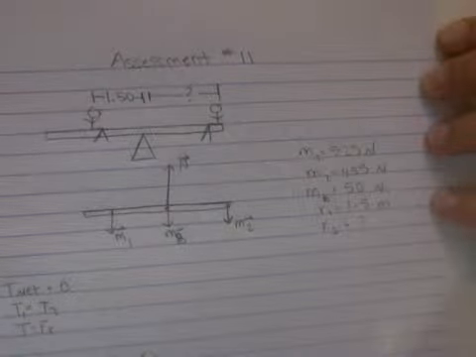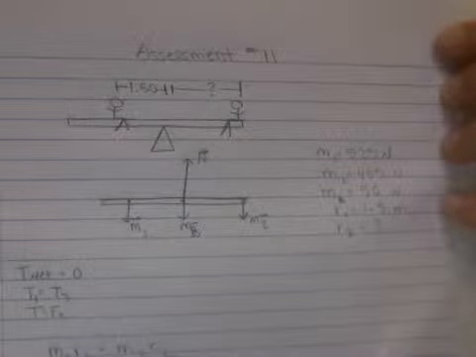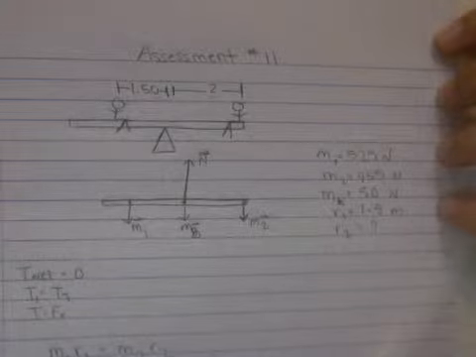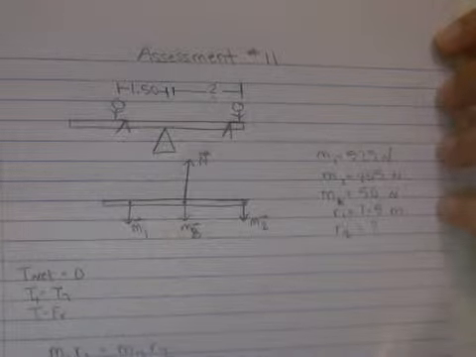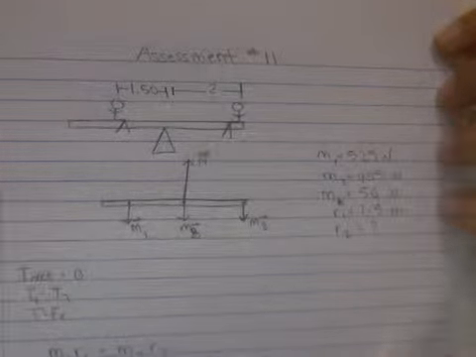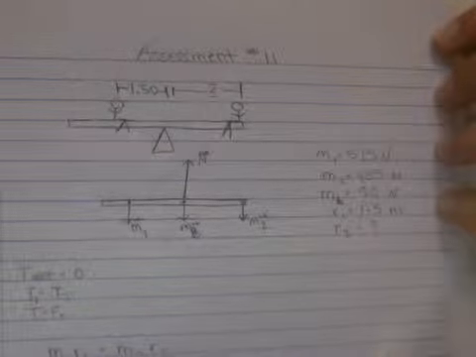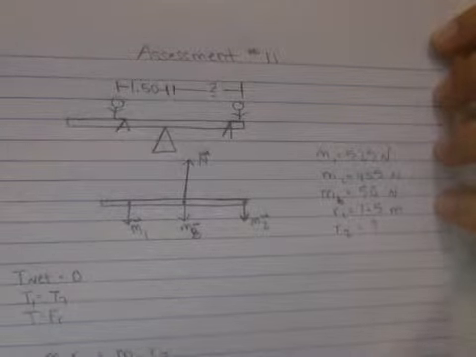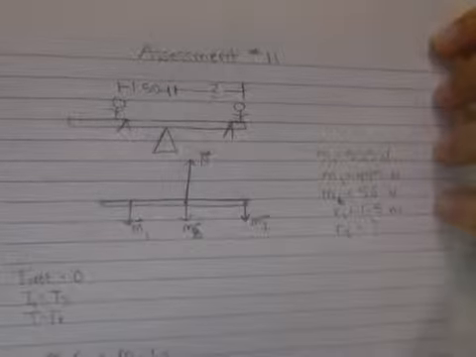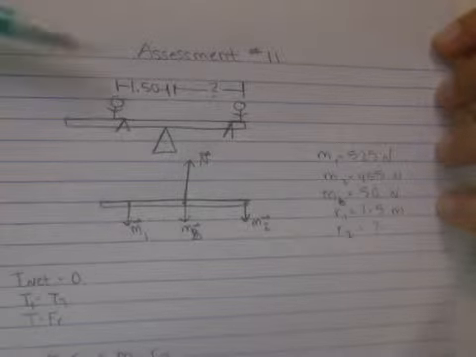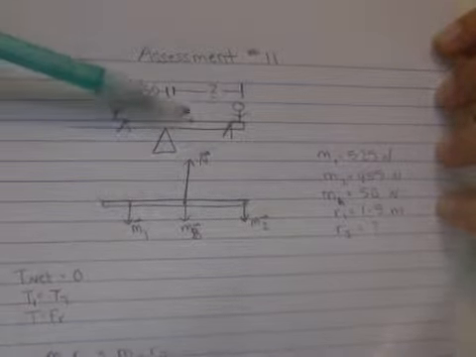Alright, so I've got a couple more assessments to do, but this is assessment number 7, my first video on the assessment was equilibrium. We're talking about torque on a rigid object. What I have is two people sitting on a seesaw.